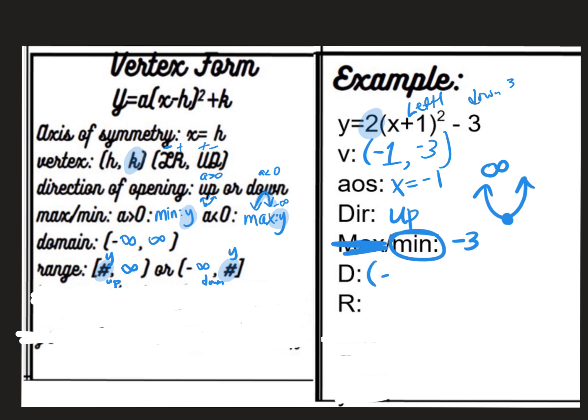My domain is from negative infinity to positive infinity, just like we discussed in class. And the range starts at your y-coordinate, -3, to positive infinity. So that's just a quick review of vertex form. Now we'll go on to another form called standard form.